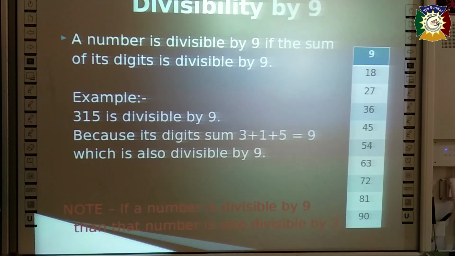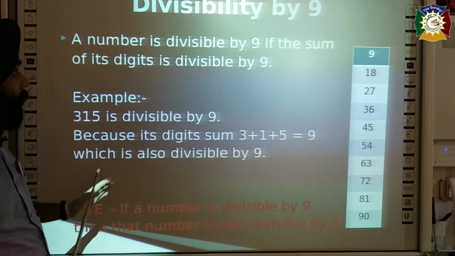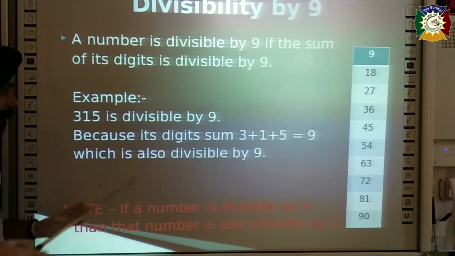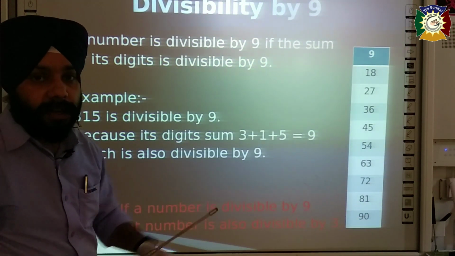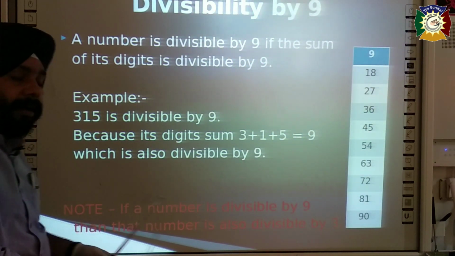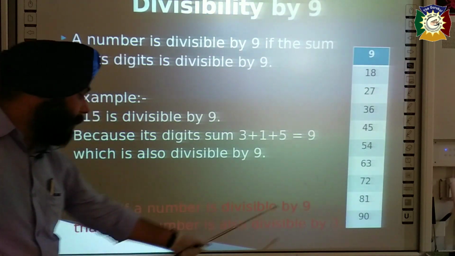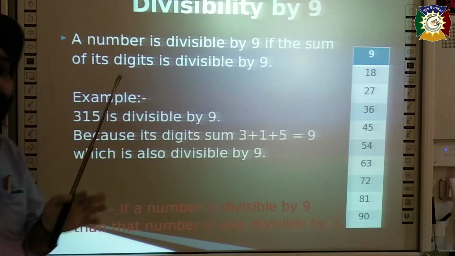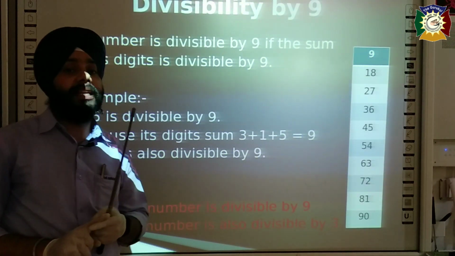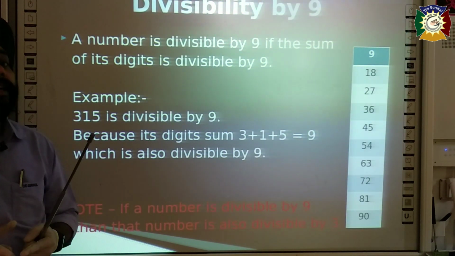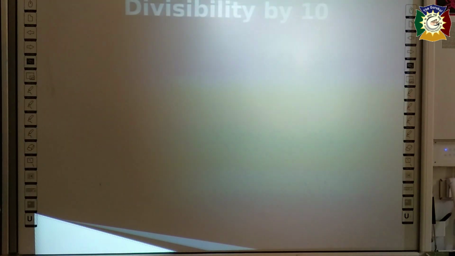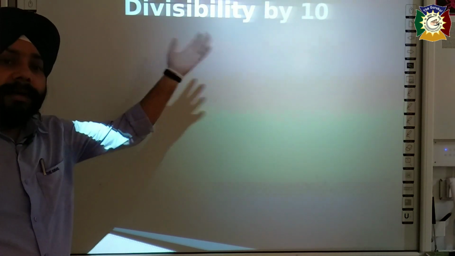So we can say that 315 is divisible by 9 because its digit sum is equal to 9. But keep one note in mind: if a number is divisible by 9, that number is also divisible by 3. But if a number is divisible by 3, it's not necessarily true that the number is divisible by 9. Next slide please. Now after that, divisibility by 10.